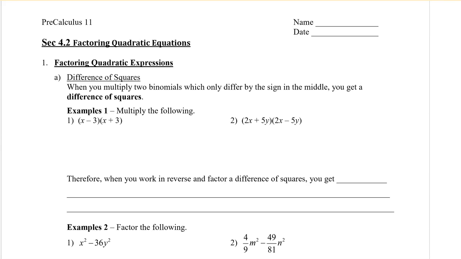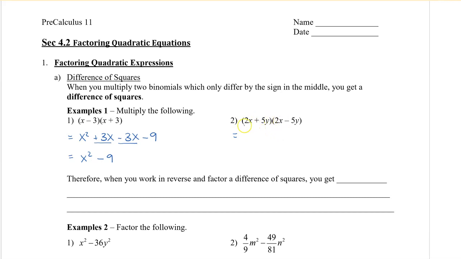So I'm going to show you this first one, where you can see that when we multiply two binomials together, which only differ by the sign in the middle, you're going to get something called a difference of squares. So for example, if I take x minus 3 and x plus 3, I'm going to multiply the first terms to get x squared, multiply the first and the last term to get plus 3x, multiply the two middle terms, minus 3x, and then the last two, I get negative 9. Simplifying, I get x squared minus 9. So notice that the two middle terms, they cancel off. Let's take a look at the second one.